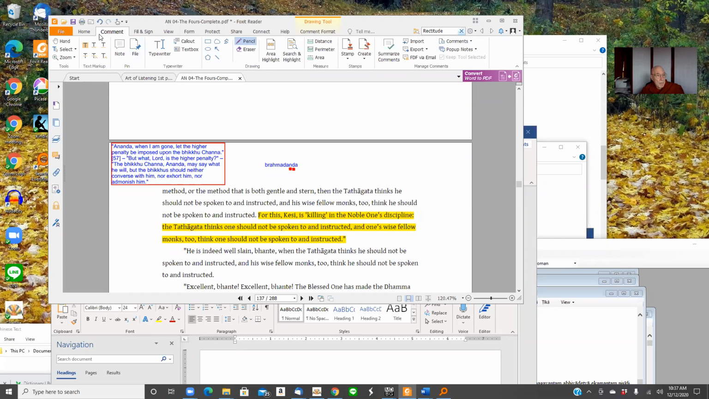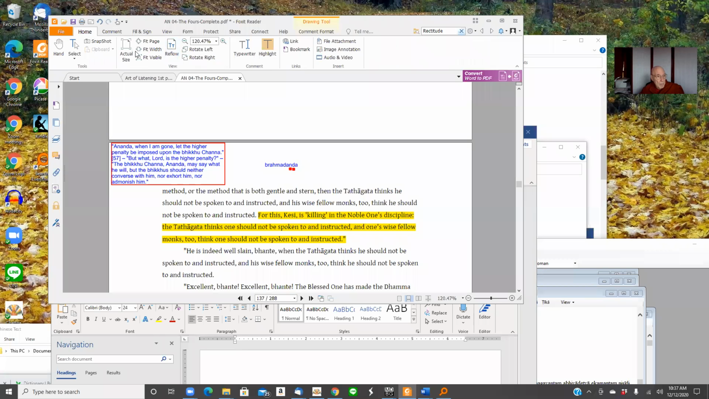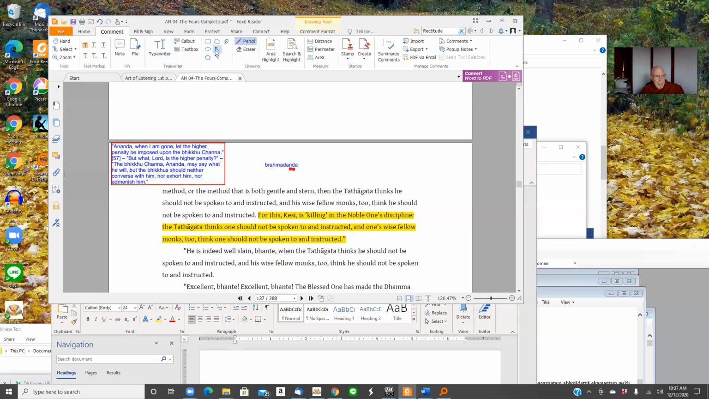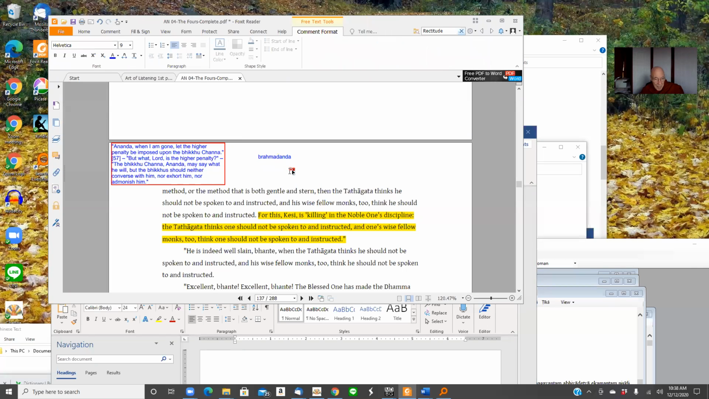Do you see what I typed? Does it come through? Yes, Bhante. It says Brahmadanda, right? Danda, danda. Yeah, the N and D should have dots under them.